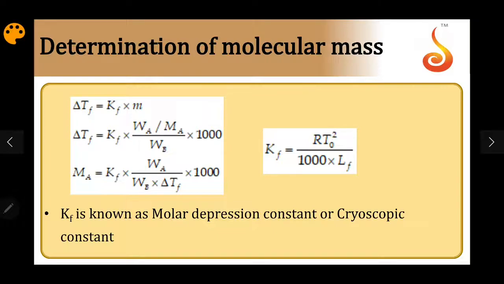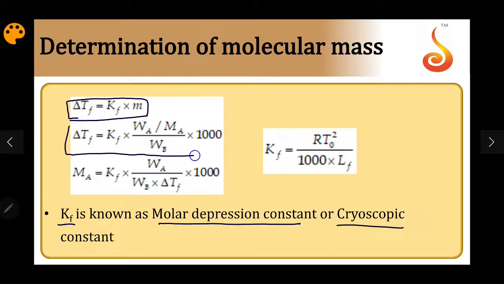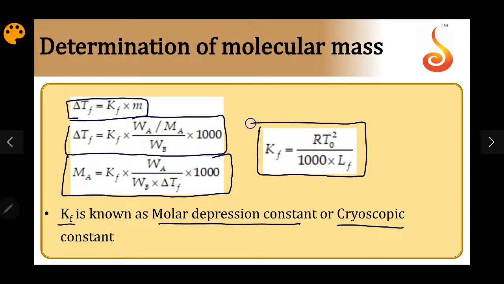Same formulae. Here it is called the cryoscopic constant or molal depression constant, given by Kf. So ΔTf is equal to Kf into m, and ΔTf is Kf into molality, WA by MA over WB into 1000, and I can calculate molecular mass from the same expression. Here also Kf is equal to RT0² by 1000 into Lf. T0 here is the freezing point of the liquid, and Lf is the latent heat of fusion.